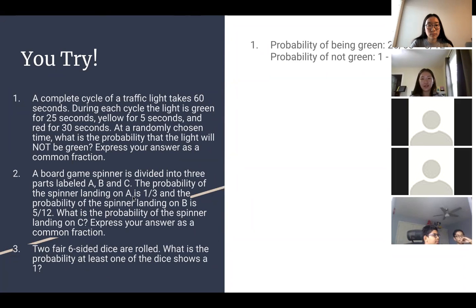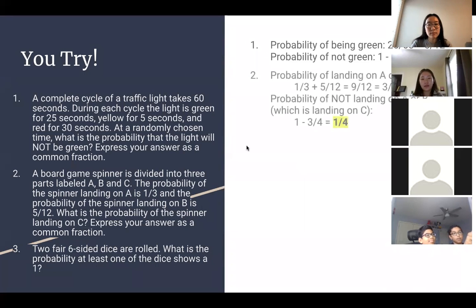Okay, so the first one, you could just do it normally, but if we use the complementary probability way, the probability of being green is the opposite of what we want to find, right? And the probability of being green is just 25 out of 60. Then you just subtract that from the whole to find the probability where it's not green, which is 7/12.